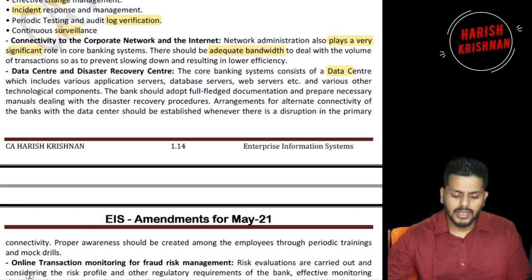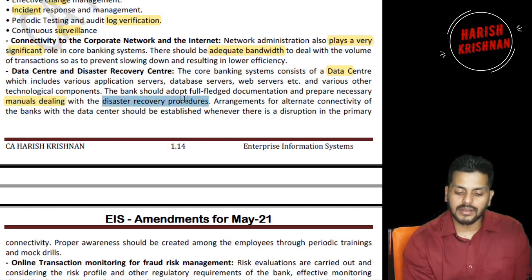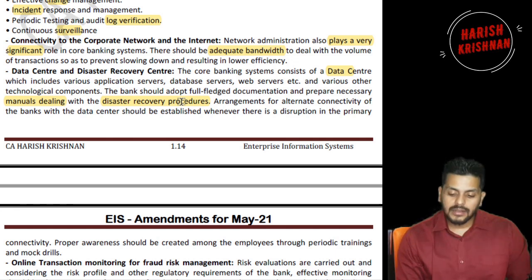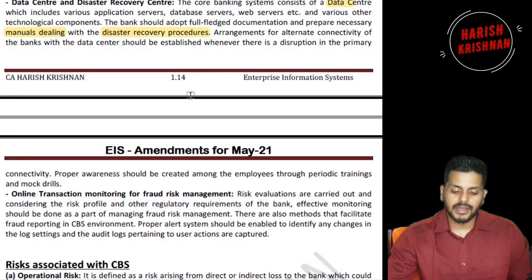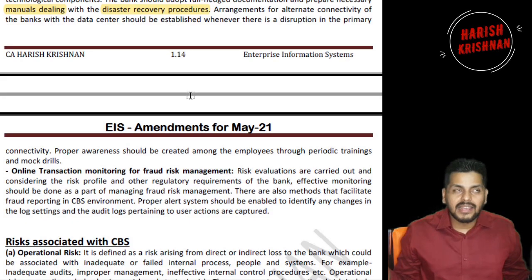The bank should adopt full-fledged documentation. What should the bank do? They should adopt full-fledged documentation and prepare necessary manuals dealing with the disaster recovery procedure. Arrangements for alternate connectivity of banks with the data center should be established whenever there is a disruption in the primary connectivity. Proper awareness should be created among employees through periodic trainings and mock drills, so that in the event you will not panic, or on that day you will not behave like I don't know.